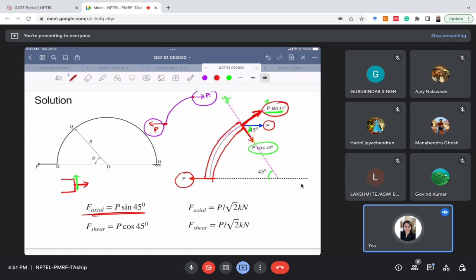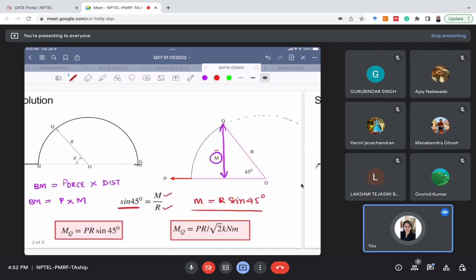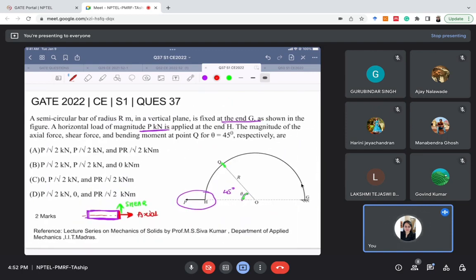So it is P sin theta. We are asked the value of shear force. Shear force is the force which is along the surface, so the value of shear force is P cos theta. So axial force is P by root 2 and shear force is P by root 2. So our option will be option number A.